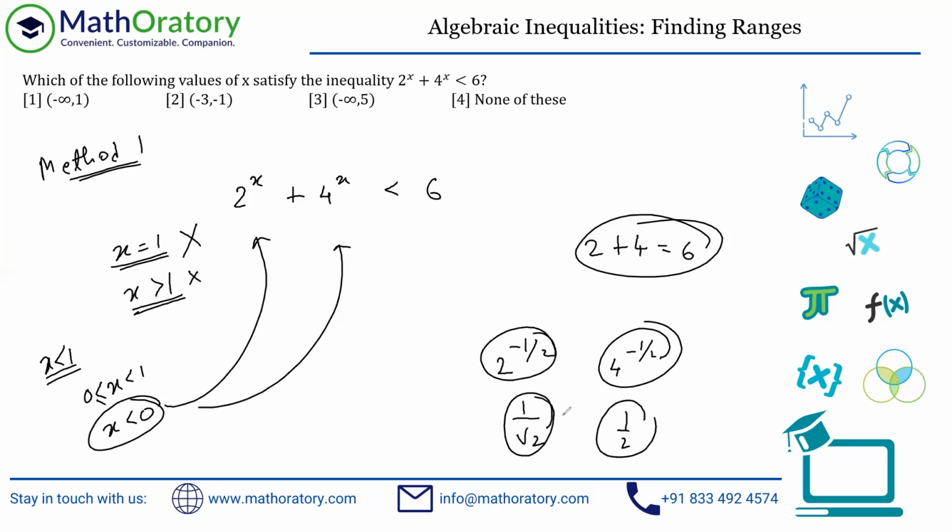Okay, both are not less than half, but in neither of the cases, I mean, each of these would be individually less than 1 for sure, right? Whatever negative power you consider, because you're getting 1 by 2 power something and 1 by 4 power something, you're definitely going to get something fractional. So if individually they are less than 1, then the sum has to be less than 2. If the sum is less than 2, that's definitely less than 6.